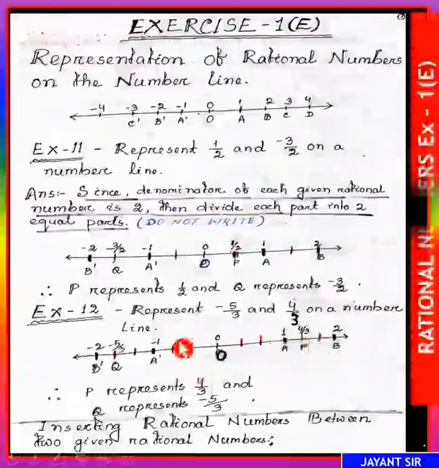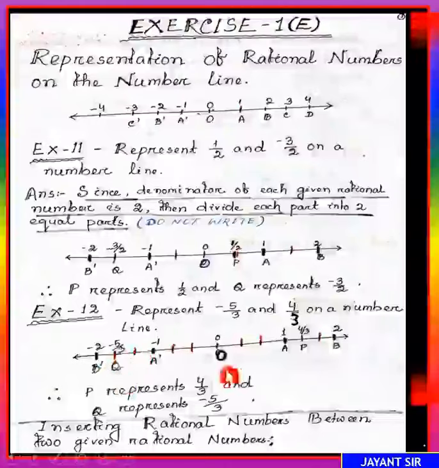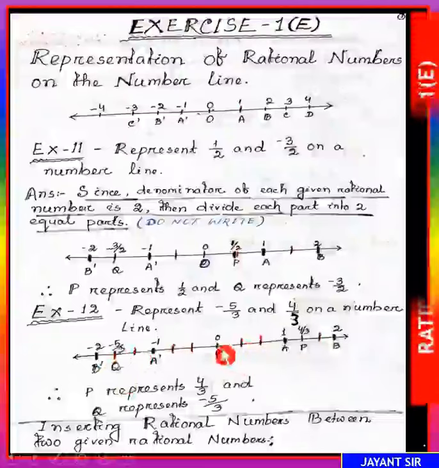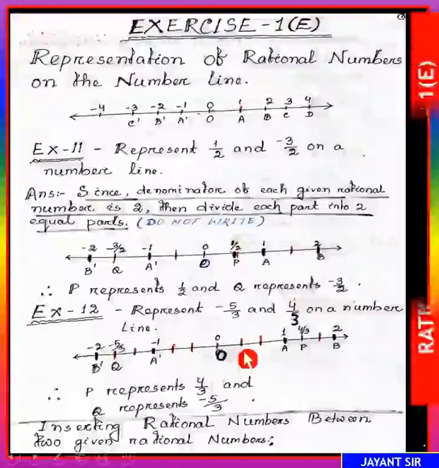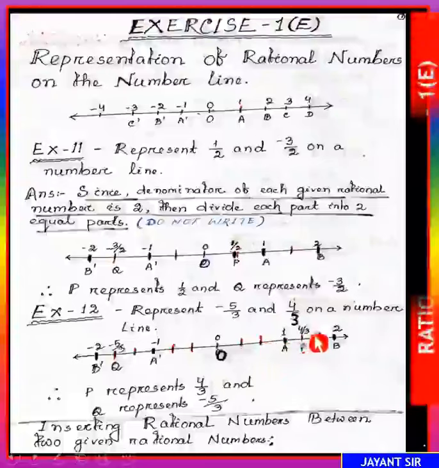Dividing this one, A dash, B dash in between. Now go on marking that. How many equal parts have you divided? 1, 2, 3. Three equal parts means each one will be 1 out of 3. So 1 by 3, 2 by 3, 3 by 3 equal to 1, then 4 by 3.